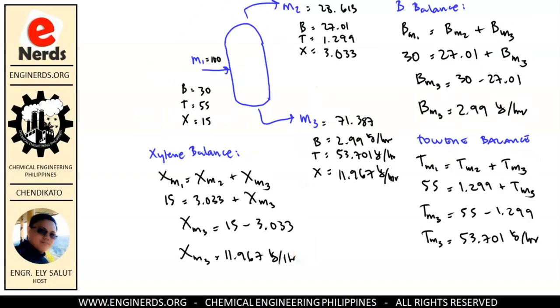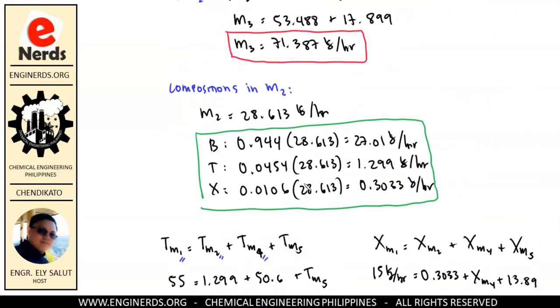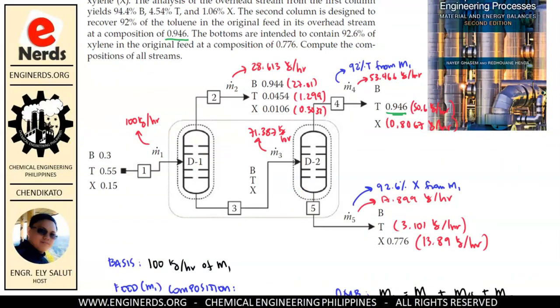Okay, so now we have all the values in our M3. So sulat natin sa taas para malinaw yung ating sagot. We have our B, which is 2.99 kilogram per hour. We have our toluene, which is 53.701 kilogram per hour, and our xylene, which is 11.967 kilogram per hour. Okay, so ang naiwan na lang sa atin is yung benzene sa M4 and benzene sa M5.